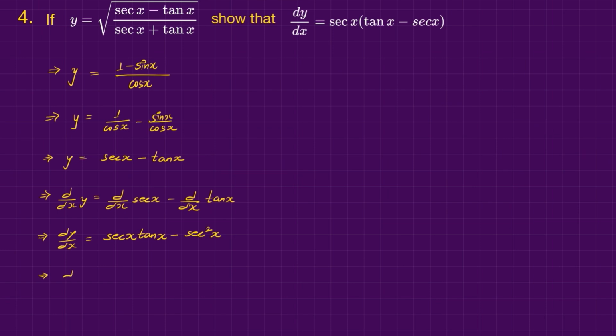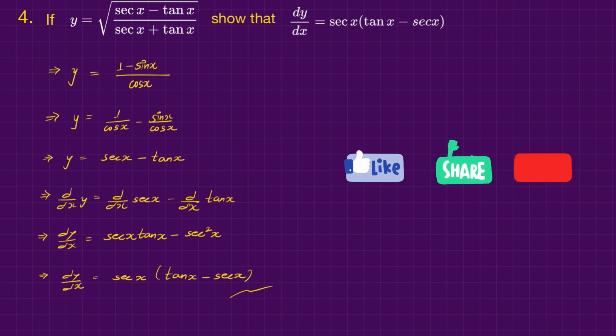If I take out sec x common from both the terms, then we will have sec x times tan x minus sec x, hence proved. So this was the equation which we had to prove. With this we have completed the differentiation part. I recommend you watch all the videos of this differentiation and practice more and more from your exercises. Okay, so this is the end of this differentiation.